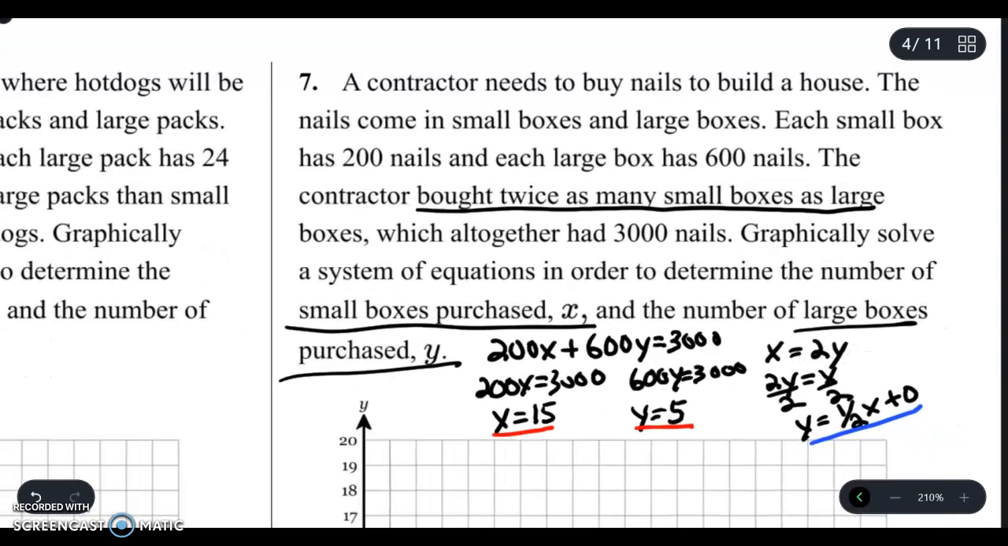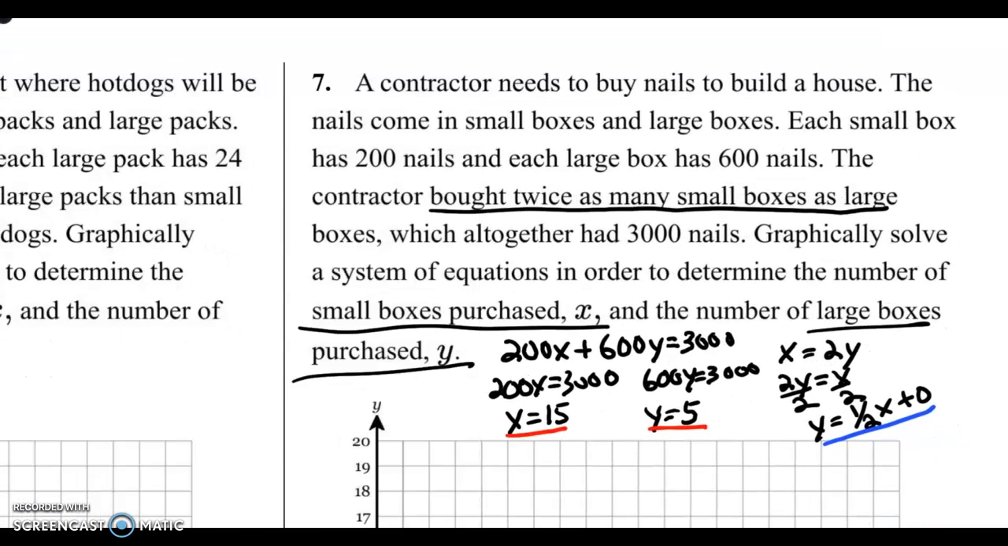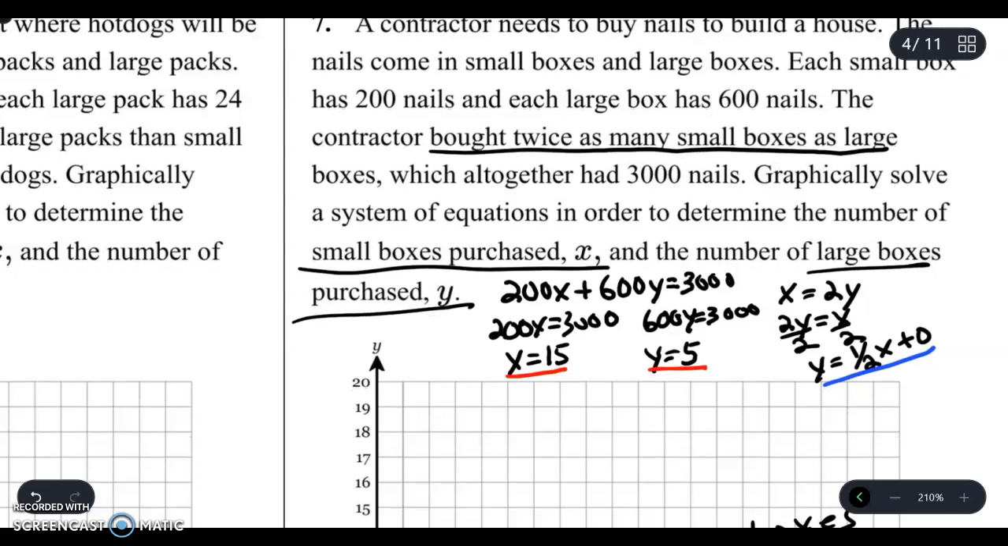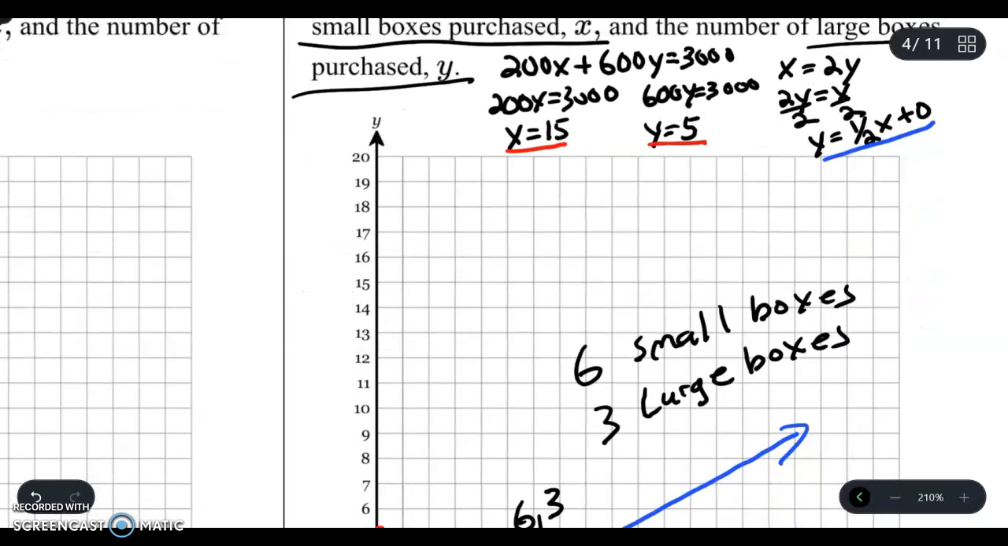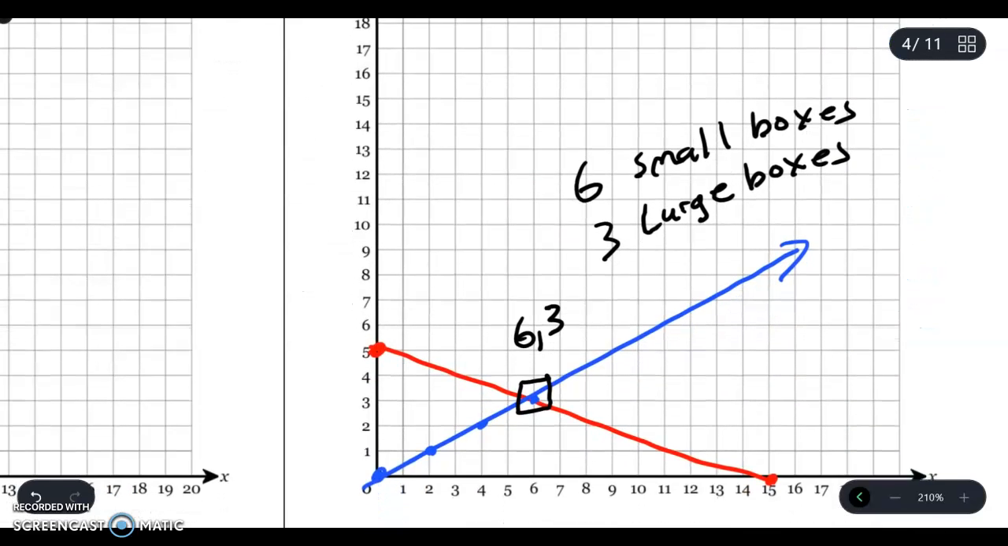So I'm going to zoom in here and make sure you can see everything I did. I divided the 200, got 15. Divided the 600 here, got 5. Then solved this for y. I want to make sure I do this one. Sometimes you just have the y's already there, and you just have to go ahead and graph it. But here, I have to swap it around, solve for y, and then graph them and see where they cross. That's it. That is solving a system of equations from context graphically.